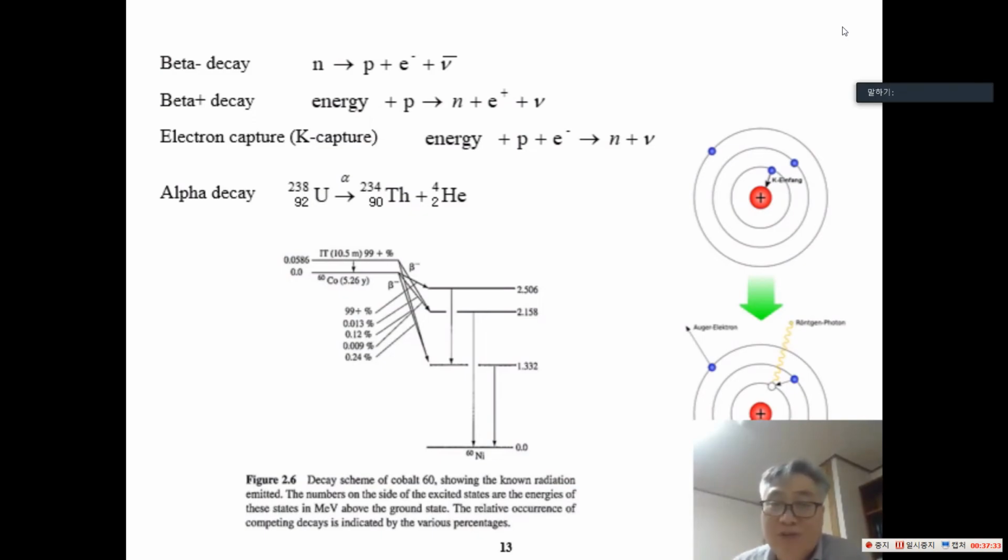Now, figure 2.6. This figure shows how cobalt-60 decays into nickel-60. Cobalt-60 is a radioactive material frequently used for non-destructive testing. It is like the chest X-ray we experience in the hospital. There is a film, and on the other side of our body we have an X-ray emitter, and the X-ray penetrates our body and produces an image on the film.